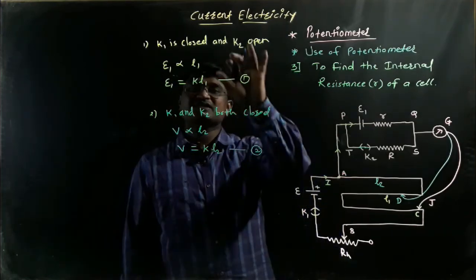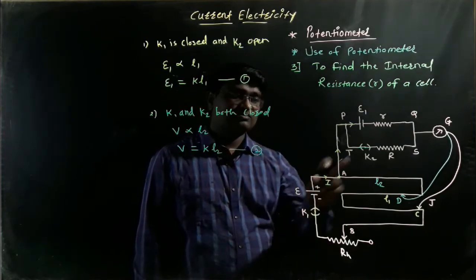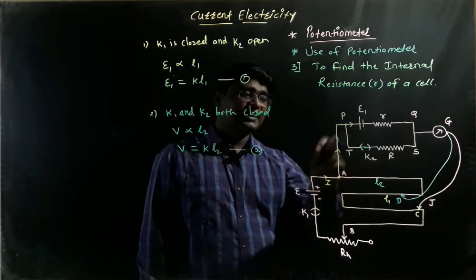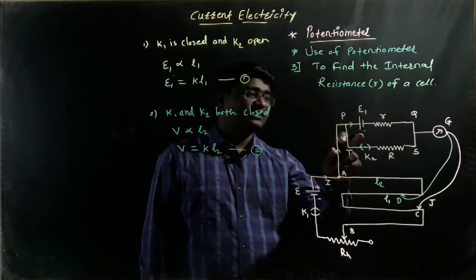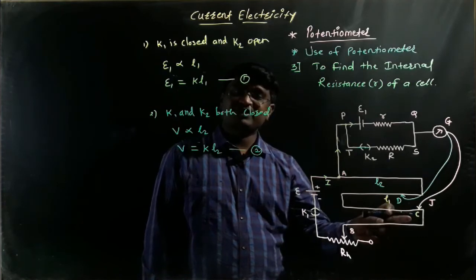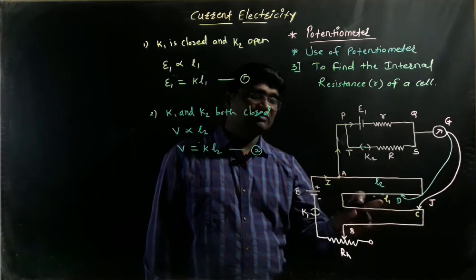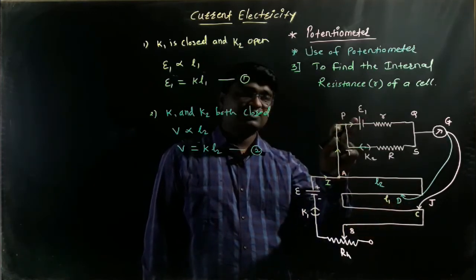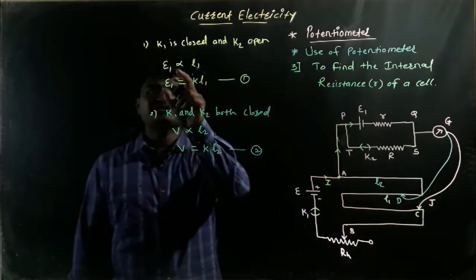So what are the first condition and the second condition? Let us revise. In the first case, K1 is closed but K2 is open. When K2 is open, electric current only passes through the cell epsilon 1 and the galvanometer shows deflection. When the jockey touches at the point C, we observe the null point; the galvanometer does not show any deflection. So the length of the wire AC will be denoted by L1 and its potential by epsilon 1. This potential is directly proportional to the length as per the principle, so the same condition we can write here.